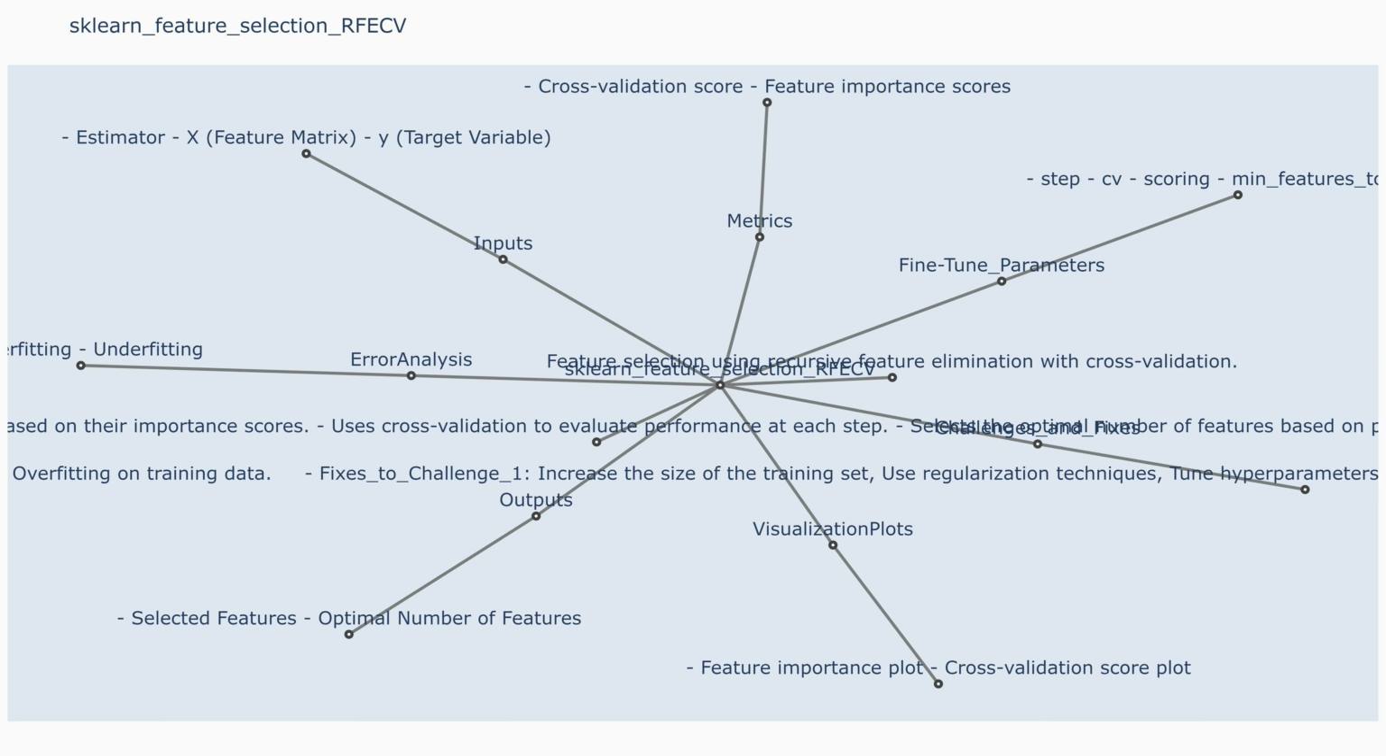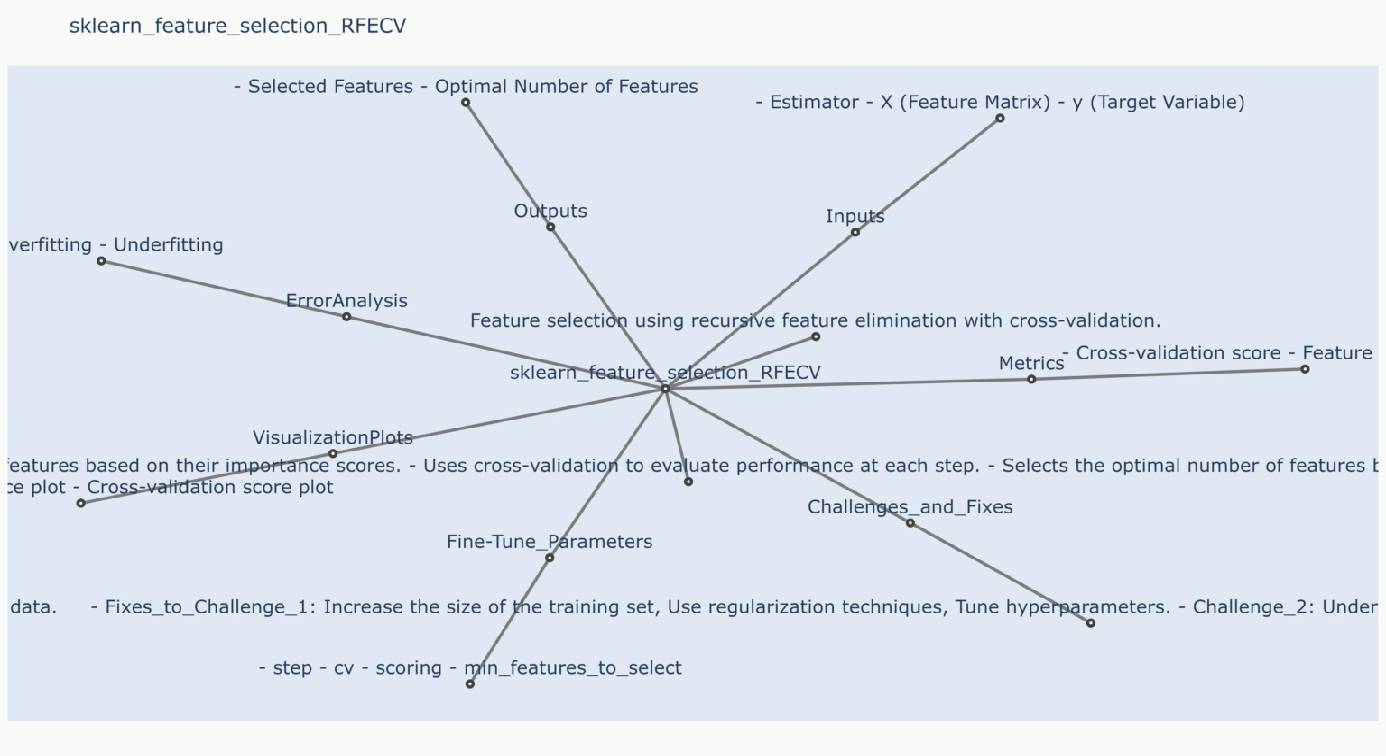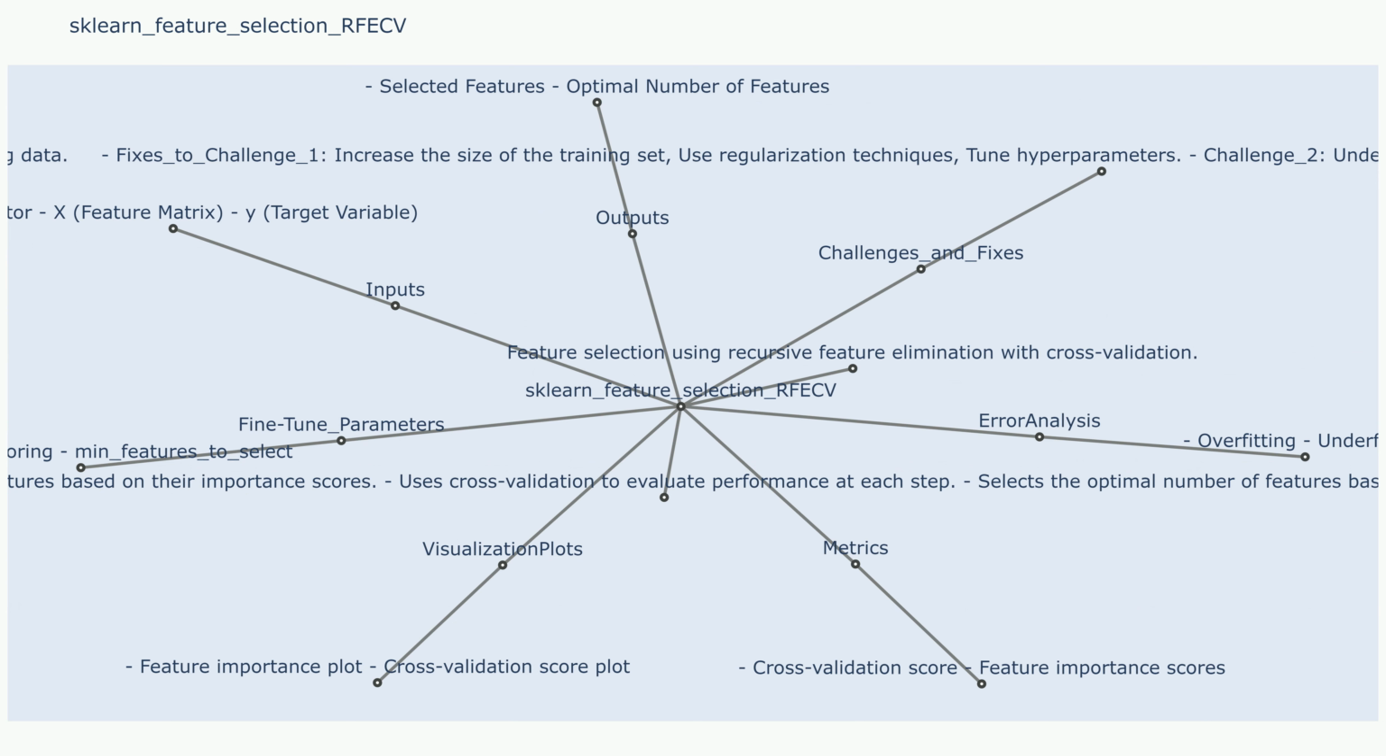sklearn, feature selection, RFECV. Description. RFECV, recursive feature elimination with cross-validation, is a feature selection method in scikit-learn that aims to identify the optimal set of features by recursively eliminating features and evaluating performance using cross-validation. It uses a base estimator, typically a machine learning model like a random forest or logistic regression, to train and evaluate models on subsets of features.